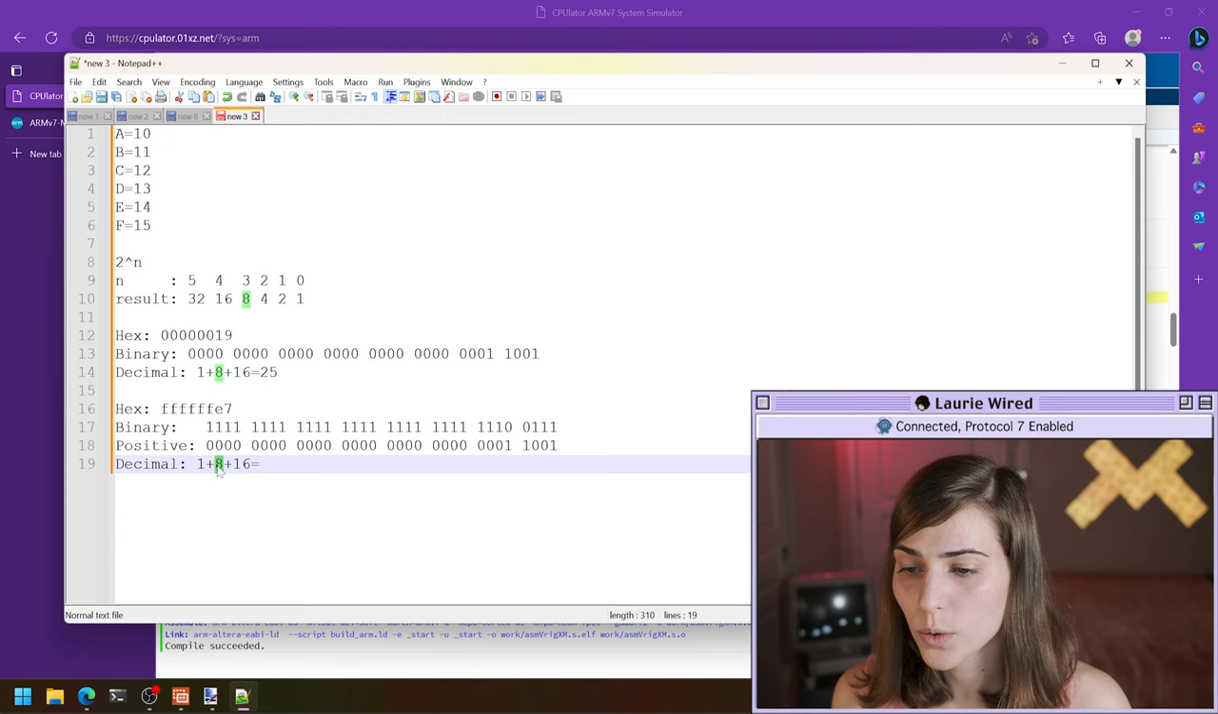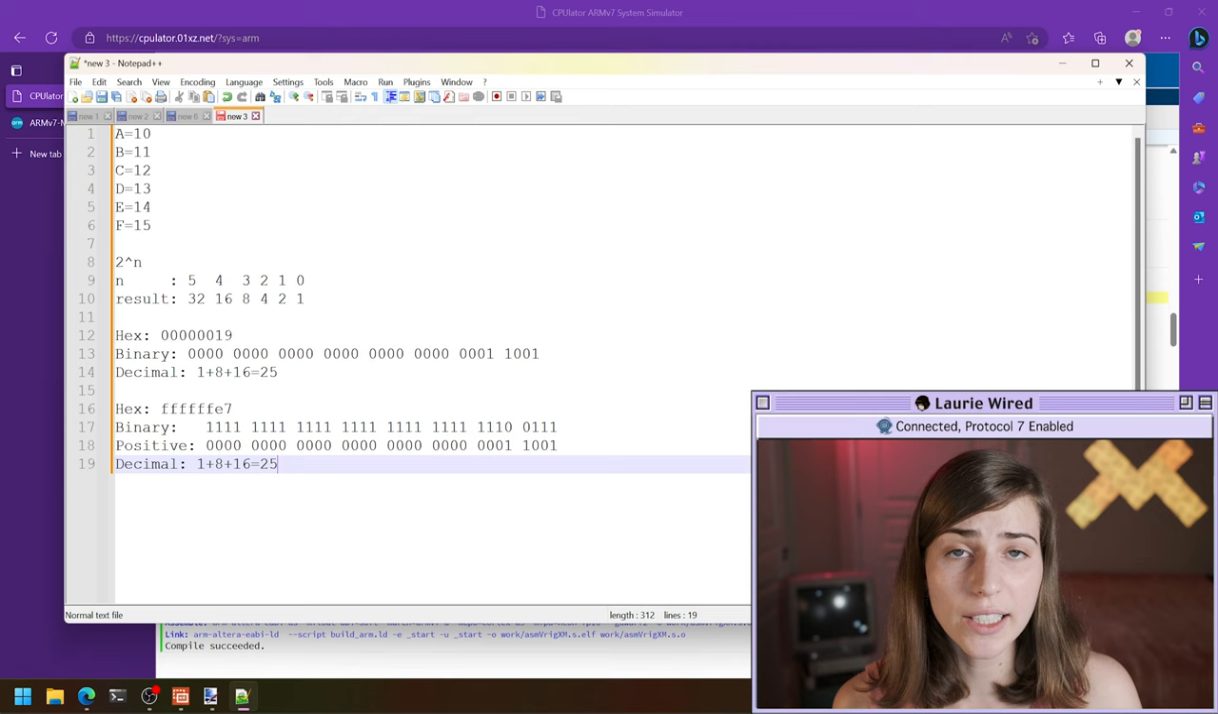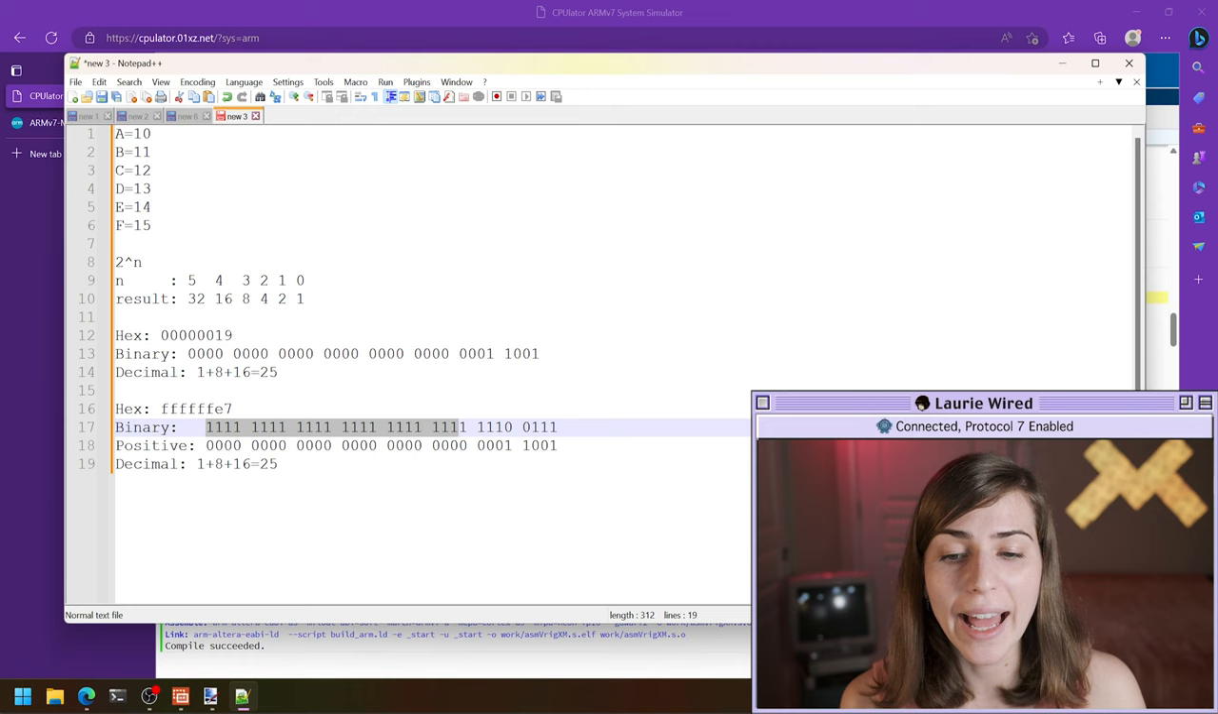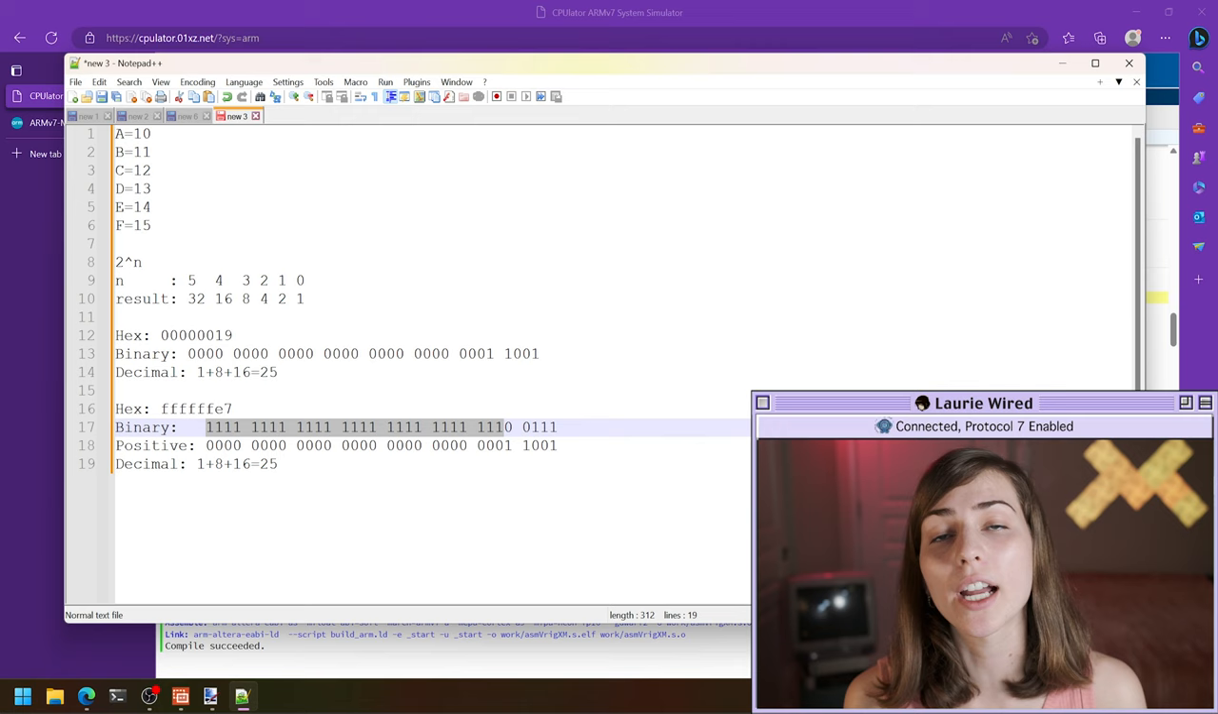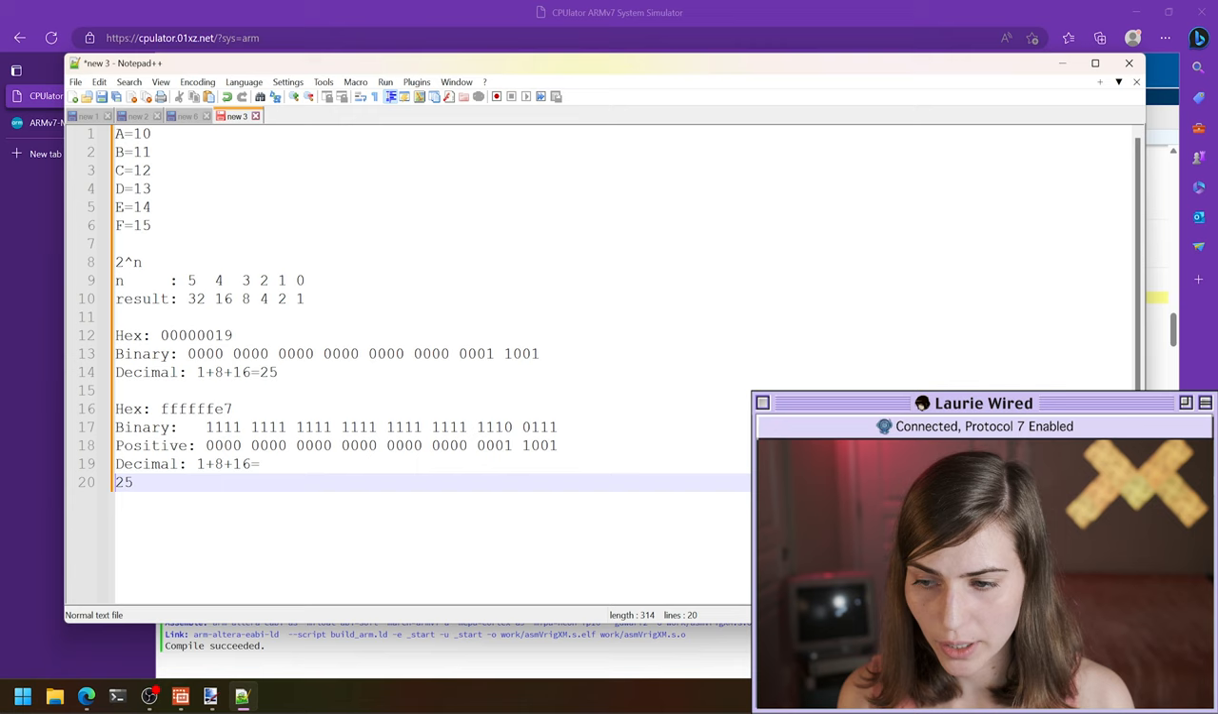25. But since we know that this was actually a negative number, since remember the ones padded here are actually just repeating the sign bit, which if the sign bit is 1, that means it's a negative number, we know that this is actually going to be negative 25 right here.